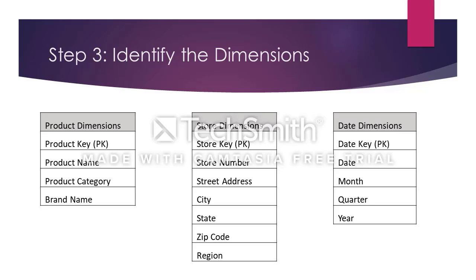After we declare the grain, we can then move on to identify the dimensions that match the granularity of our model. So continue with our example from last slide. We want to know the product sold in store by date. We can lay out this data into 3 dimensions. The product dimension that contains the product key, product name, and product category. The store dimension that contains store key, store number, and street address, city and region. The date dimension which contains date key, the date, month, quarter, and the year.